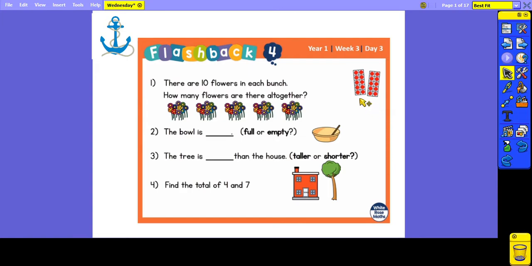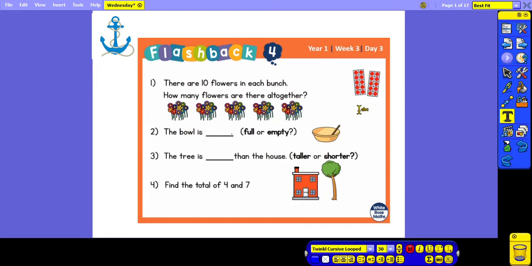So looking at the 10 frames, we've got one complete 10 frame here, so that represents 10, and we've got another complete one which represents another 10. So in total, we've got 2 lots of 10, which is 20. So here we've got our 10 flowers in each bunch, and we're going to count in multiples of 10 to work out the total. So 10, 20, 30, 40, 50.